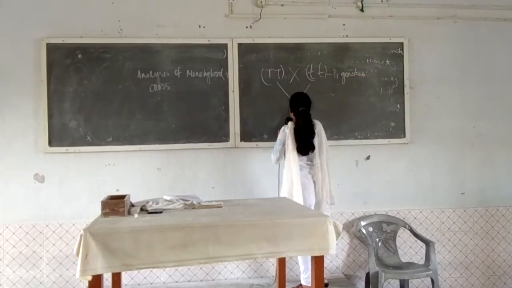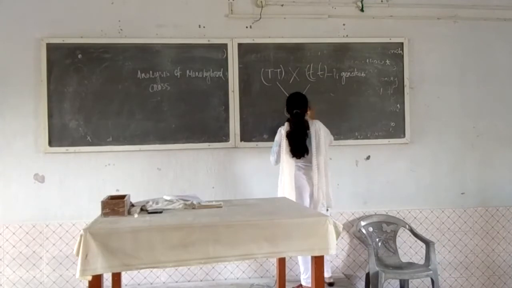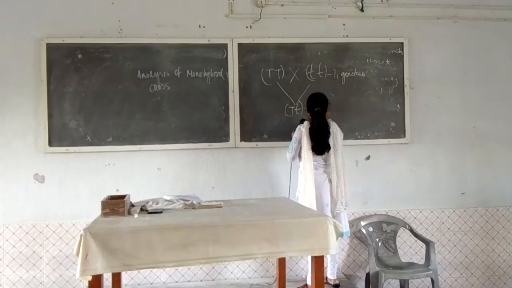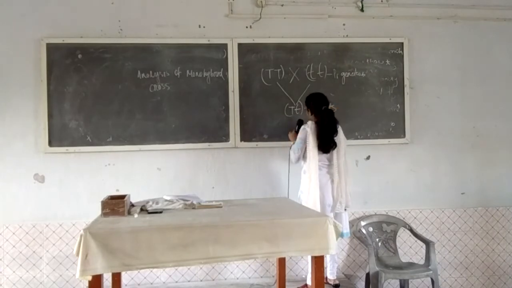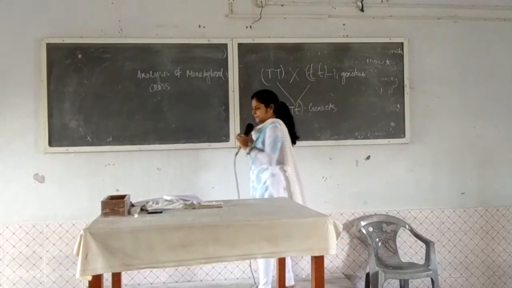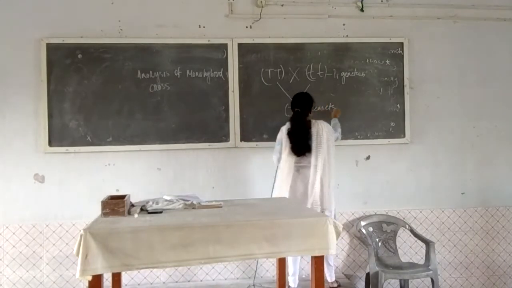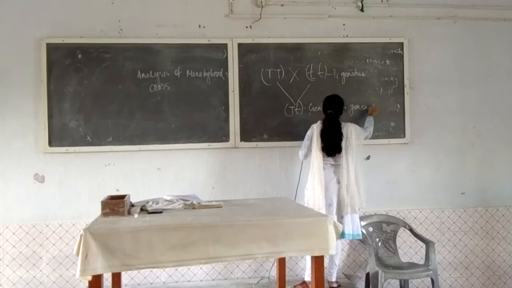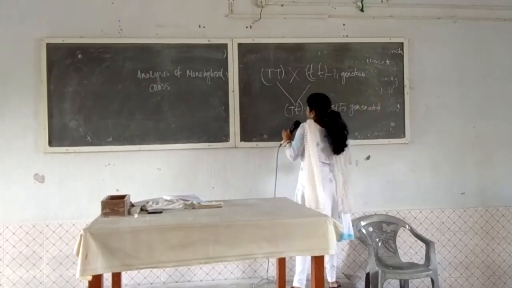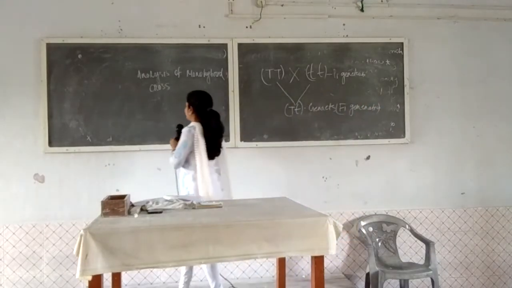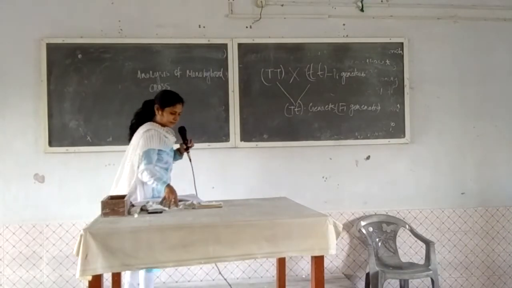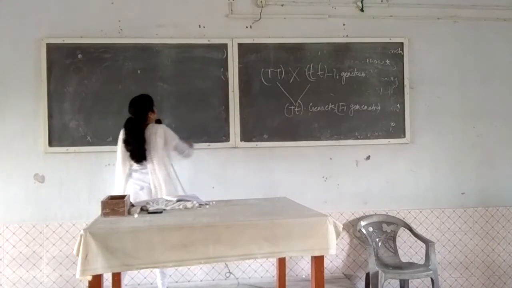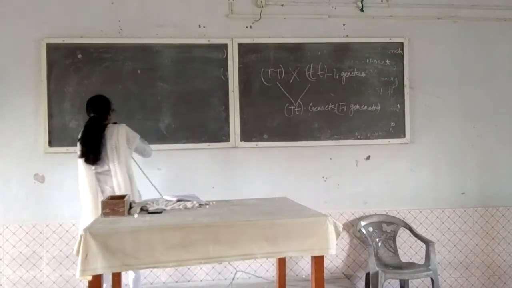Then he gets the gametes of the F1 generation. Then he crosses the F1 generation plants in between them to get the F2 generation.